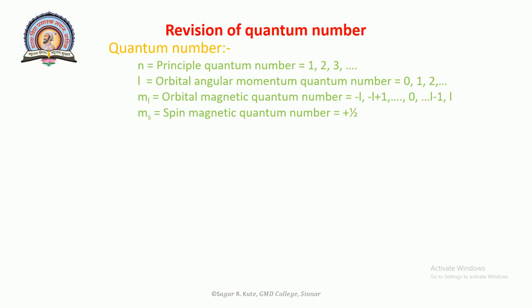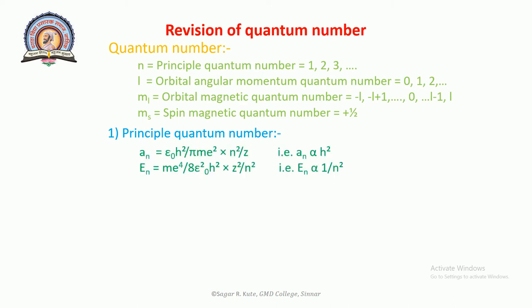First is the principal quantum number. The principal quantum number n specifies the orbit number, the size of the orbit and the energy state. a_n is equal to epsilon 0 h square upon pi m e square into n square upon z. That is, a_n is directly proportional to n square. E_n is equal to minus m e raised to 4 upon 8 epsilon 0 square h square into z square upon n square. That is, E_n is directly proportional to 1 upon n square.